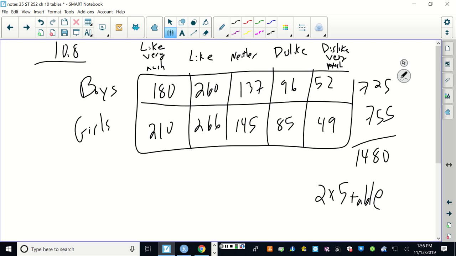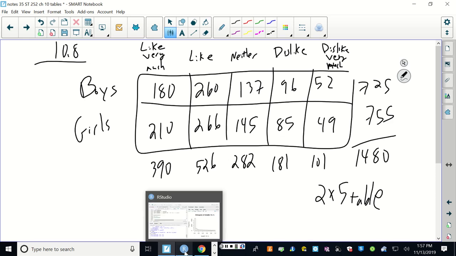And so adding down the rows is 390, 526, 282, 181, and 101. So the hypotheses are going to be that these two variables are independent, or really that the proportions of liking and not liking are the same in the two groups, right? So let's look a little bit at R, and we can talk about how this goes.